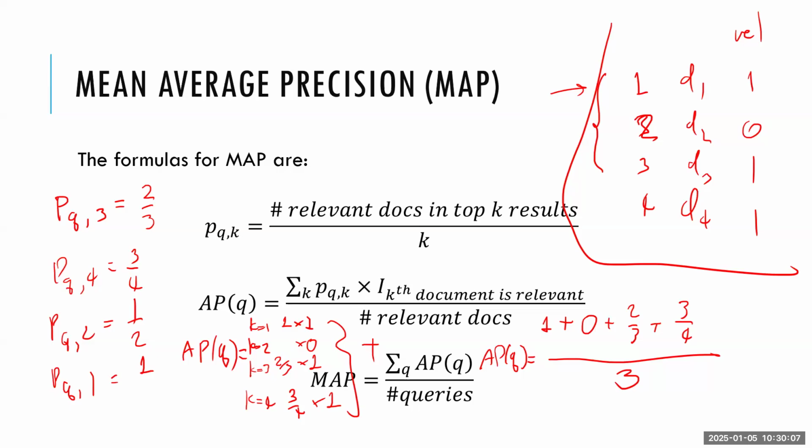So we have the precision at top K for each K, and the average precision is the precision at that position times the indicator variable at that position, right? This is the indicator variable. It means that if the K-th document is relevant, this is 1. If the K-th document is not relevant, it is 0, right? That's why when K equals 2, it becomes 0. Any question? Can you still follow?